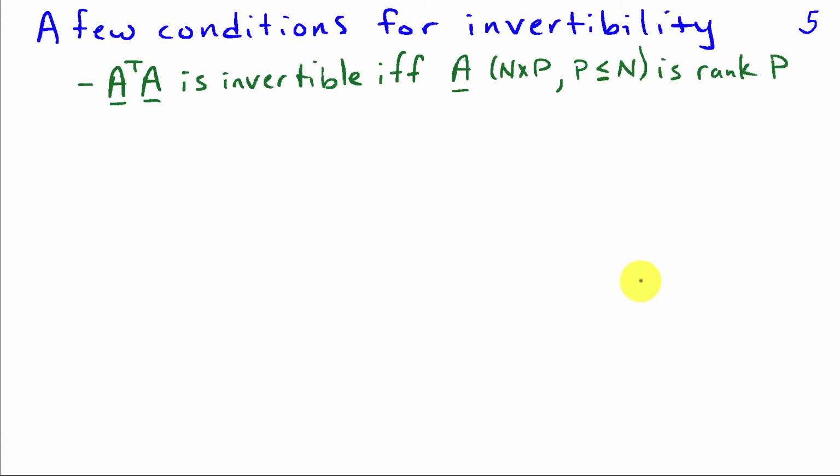Now there are a number of situations in which one can show that matrices are guaranteed to be invertible. For example, in our case, we're interested in A transpose A and inverting that matrix. And that turns out to be an invertible matrix if and only if our matrix A, remember it was N by P and P was less than or equal to N, is a rank P matrix. And there's a proof of that in the notes that accompany the lecture.